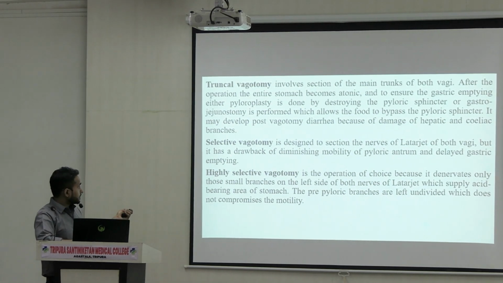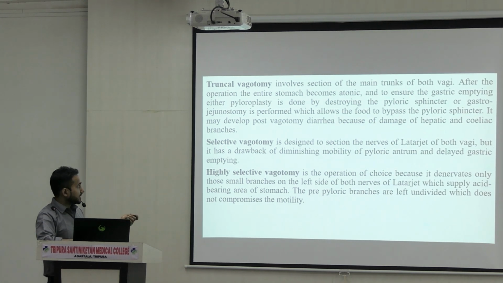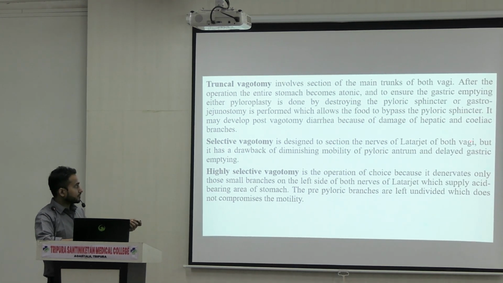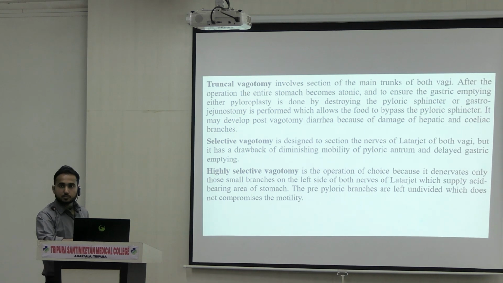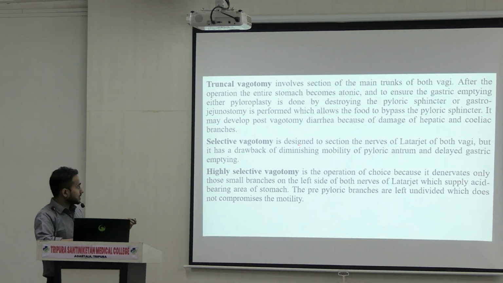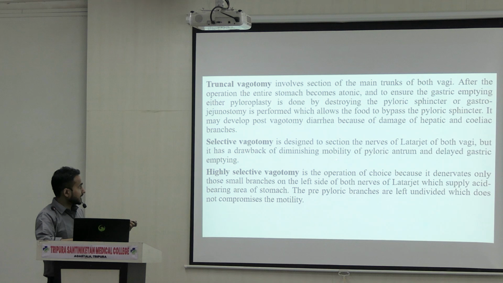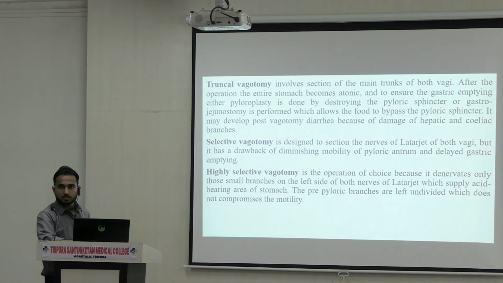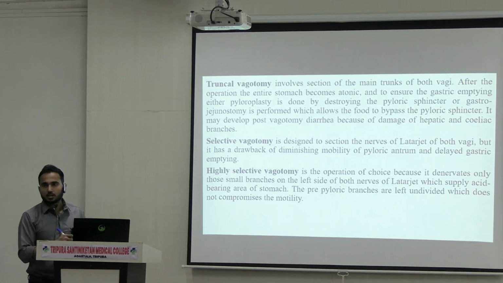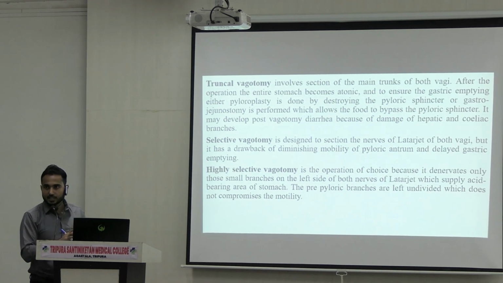Another type is selective vagotomy, in which the nerves of Latarjet of both the vagi are cut. So in that case, what will happen? The major drawback is impaired motility of the pyloric antrum and delayed gastric emptying. This is also a complication of selective vagotomy.